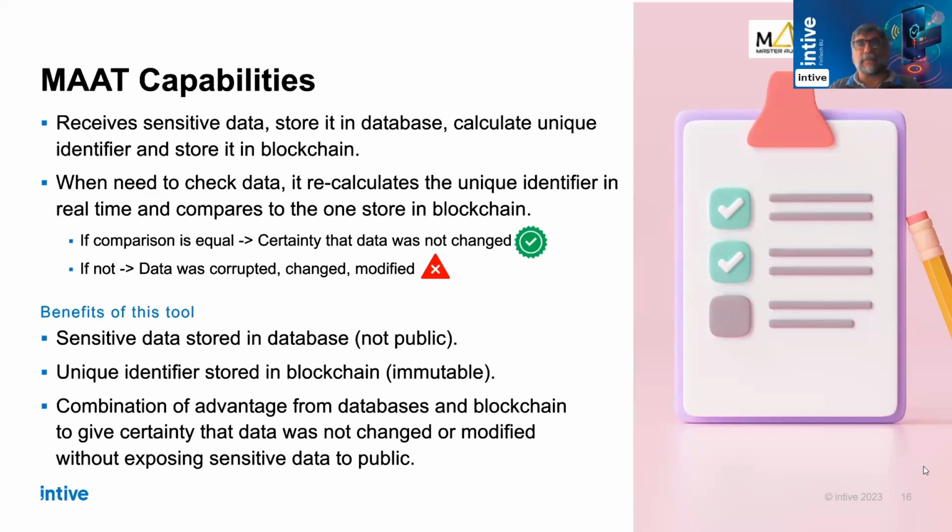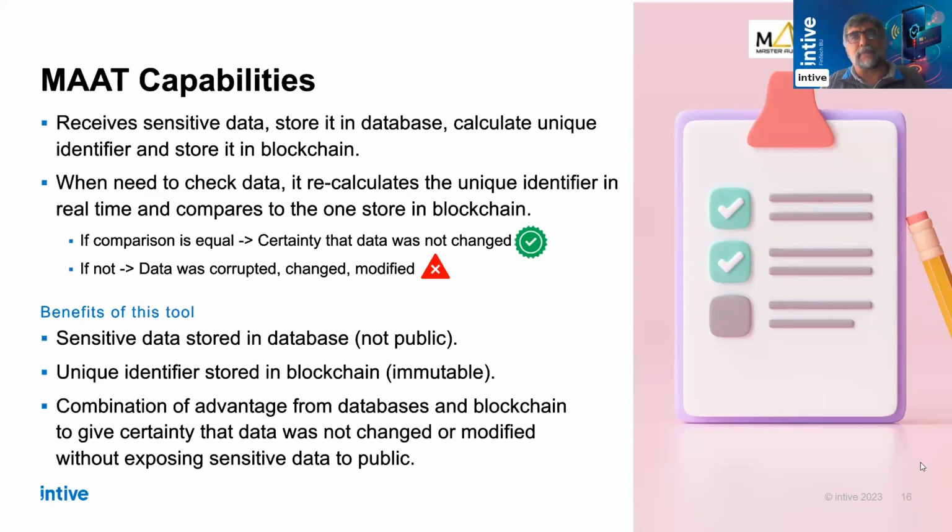The goal here is how we verify whether the data was tampered with or not. If we can generate the same unique identifier and compare it with the one that was deployed or stored on the blockchain, we can say the data is equal and was not tampered with over time. If not, we can say the data was corrupted, changed, or modified.